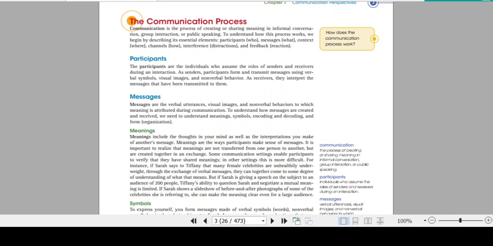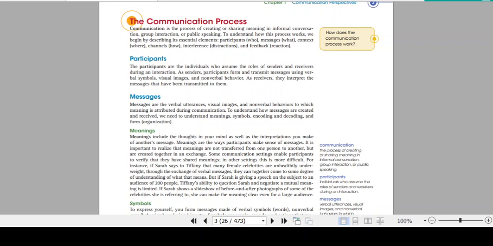So the communication process. Communication is the process of creating or sharing meaning in informal conversation, group interaction, or public speaking. To understand how this process works, we begin by describing its essential elements. Participants, the people or the things which are involved in this process, they're called participants. Then messages, what's being conveyed, context, what is the setting, channels, how the message is being conveyed, interference, what is the distraction, and feedback, the reaction to the message. So the study of all this phenomenon is called the communication process.